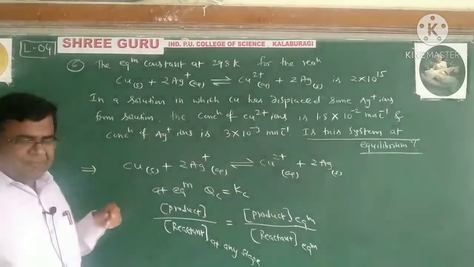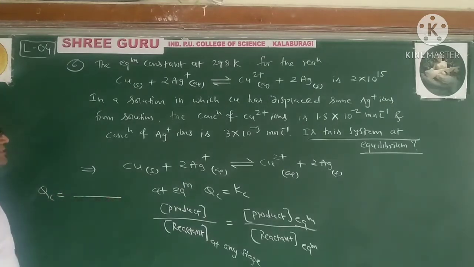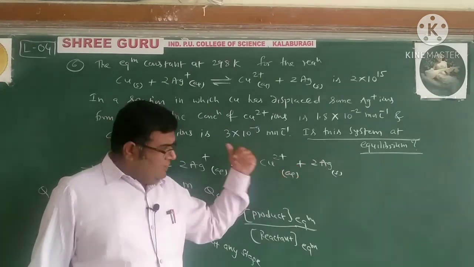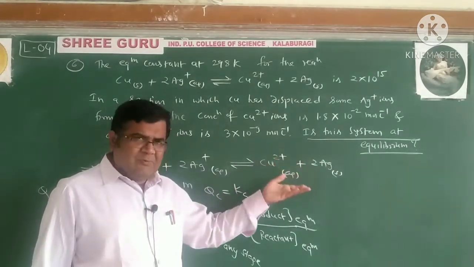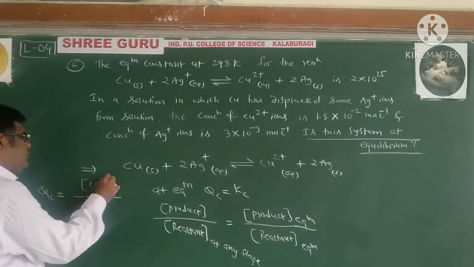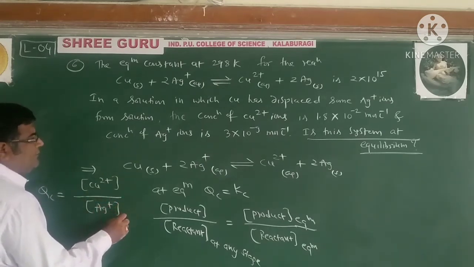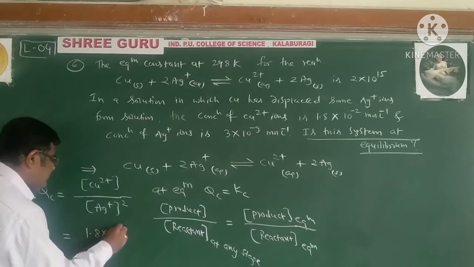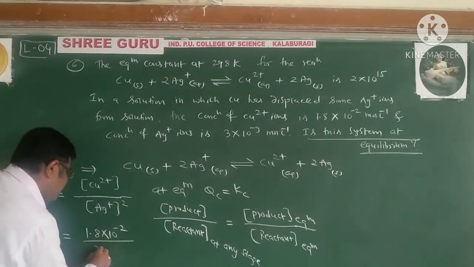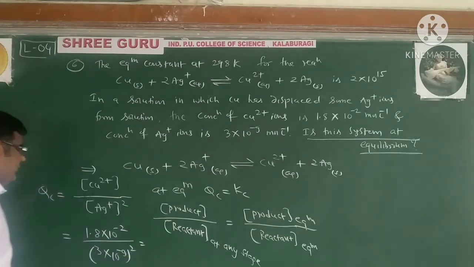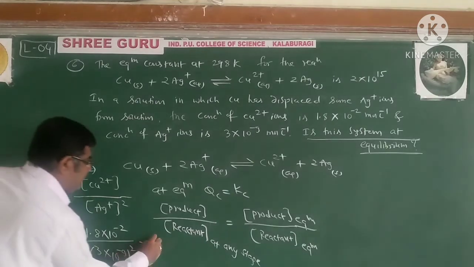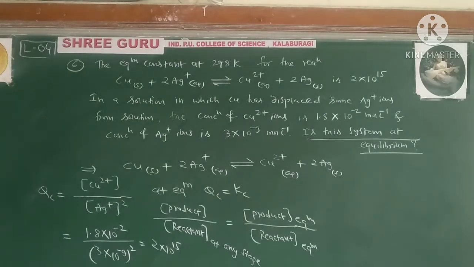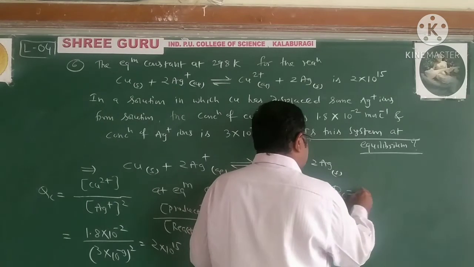If it is equal, we will say it is at equilibrium. What is QC then? QC is nothing but the molar concentration of product. This is in solid state, we should not take it in calculation. Even if we take its value as 1, 1 squared is 1, so that will not trouble our calculation. Cu²⁺ divided by Ag⁺ and square of it because of 2 moles. The concentration of Cu²⁺ is given as 1.8 × 10⁻². The concentration of Ag⁺ is 3 × 10⁻⁹, squared. After simplification, it is nothing but 2 × 10¹⁵. QC is 2 × 10¹⁵.